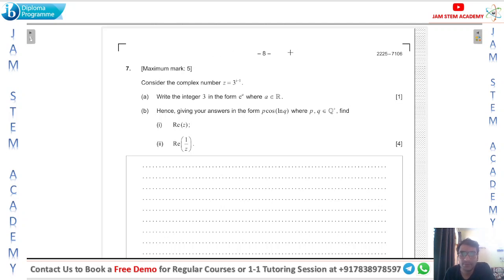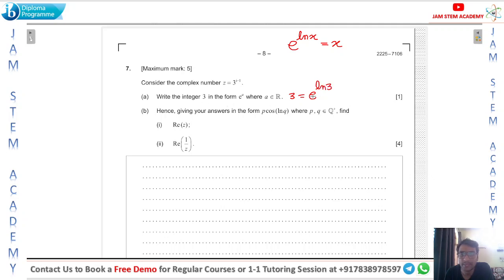So basically we will use the property of logarithm which says that e raised to the power of ln x is the same as x. So here we have to write our number 3 in terms of e raised to the power a. Can you use it? Yes, 3 will become equal to e raised to the power ln of 3 only.